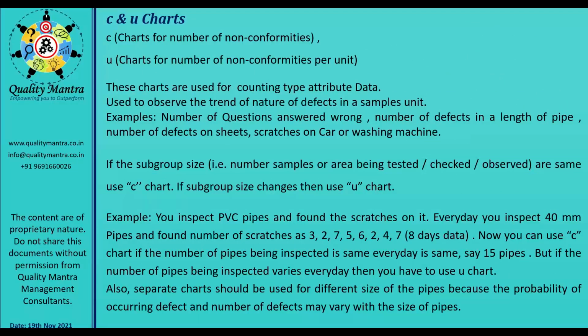C and U charts are a type of attribute control charts. As we have seen yesterday, for how many non-conforming products there are, like defectives, we use NP and P charts. In the same way, for the defects, like non-conformities, we use C and U charts. Non-conformity means defects, anything which is causing your product to not meet the requirement.